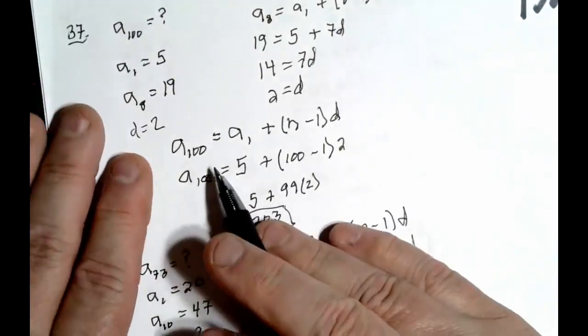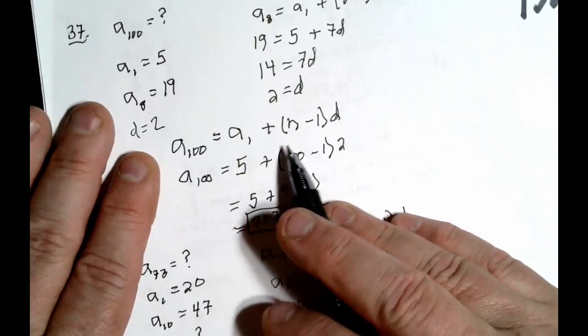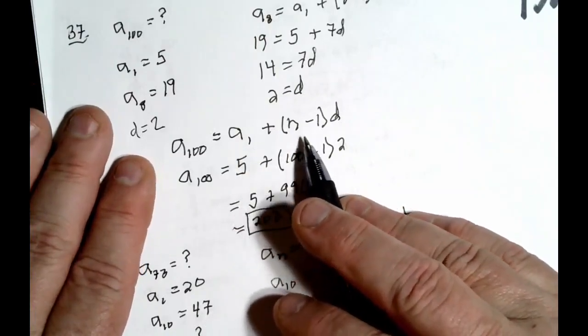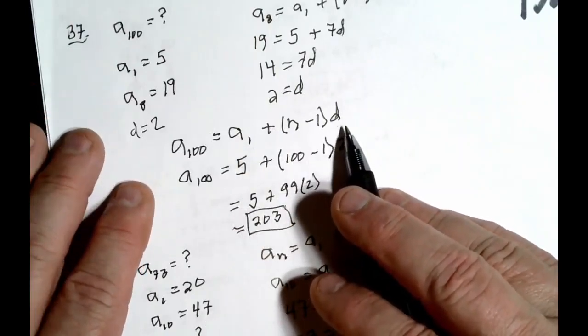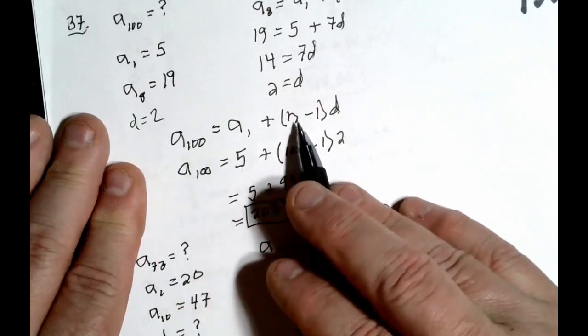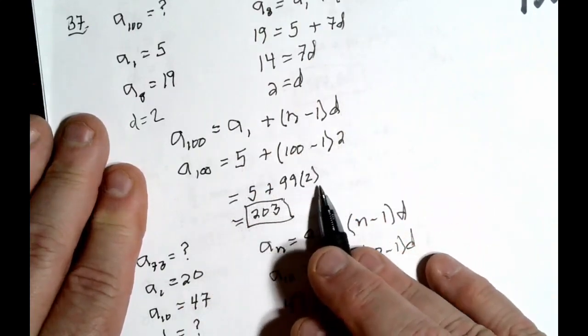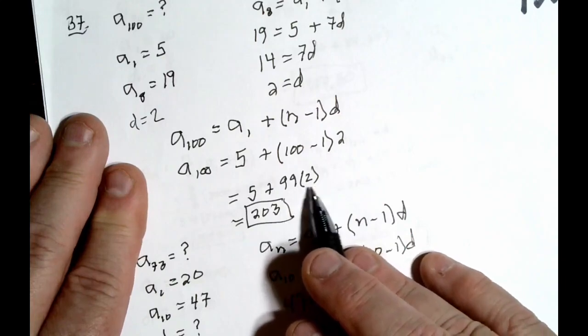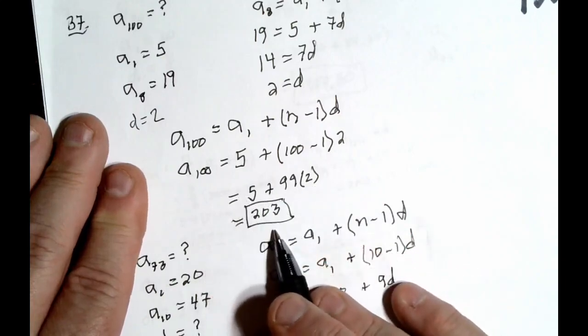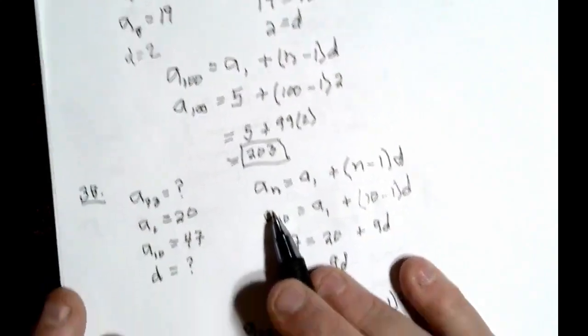Okay, so a sub 100 equals a sub 1, which we know, plus n, which is 100, we know, and d, which is 2, that we know. So a is 5, n is 100, d is 2. 100 minus 1 is 99, times 2 is 198, plus 5 is 203. Okay?